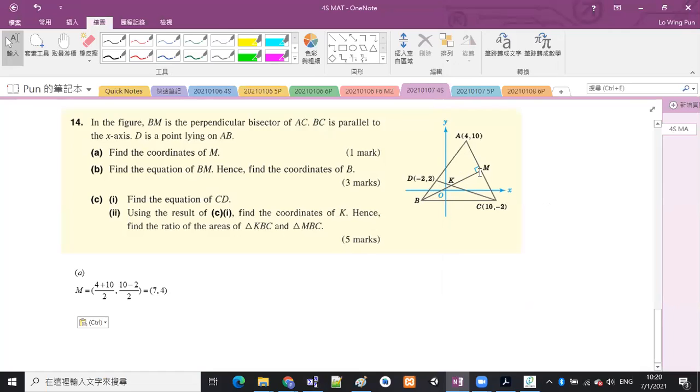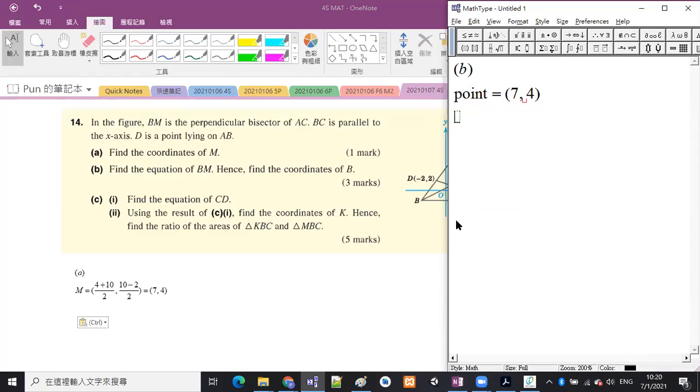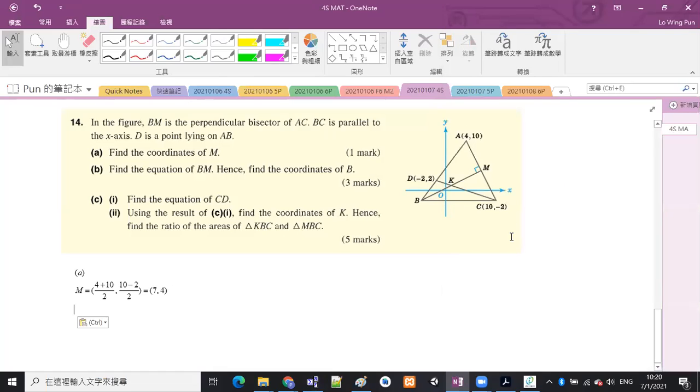Yes. Okay, because BM is perpendicular to AC, the slope of BM times the slope of AC must be equal to negative 1. Okay, so if we can find the slope of AC, then we can calculate the slope of BM. So now let's find the slope of AC first. Slope of AC is equal to, because we have the 2 points, we are going to use y2 minus y1 over x2 minus x1.